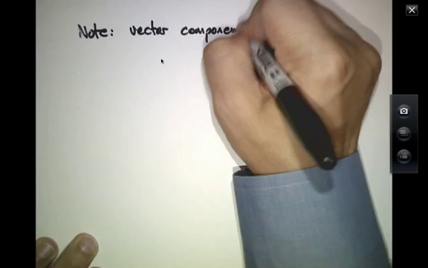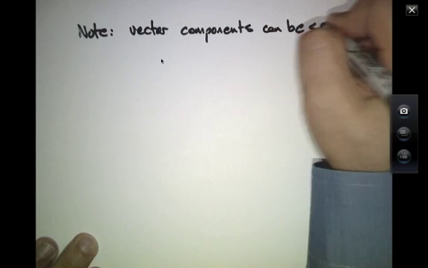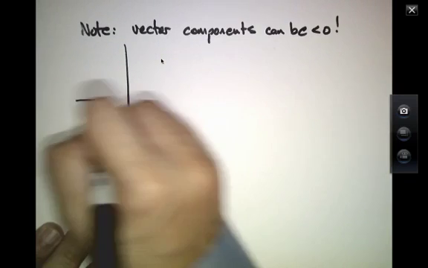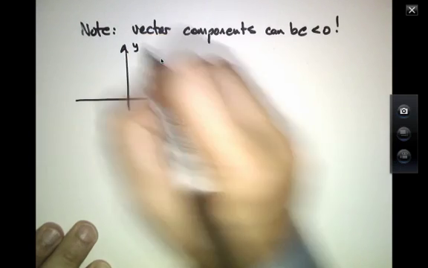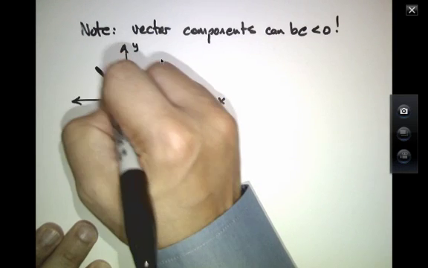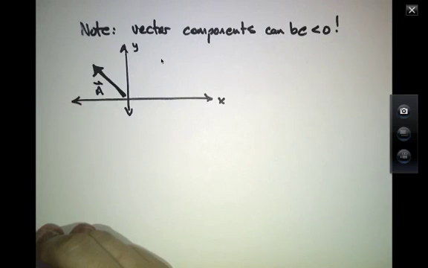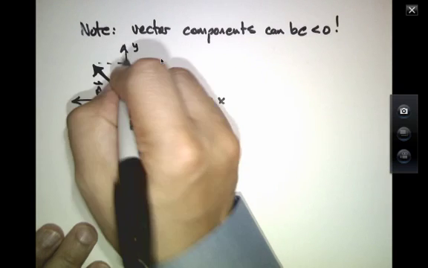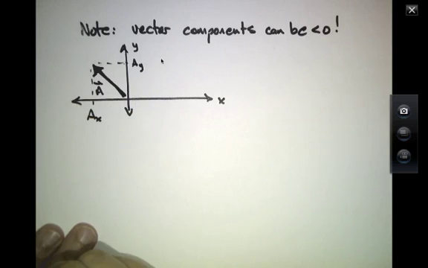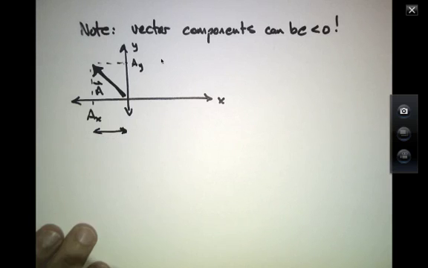It's important as we think about doing these kinds of additions that sometimes vector components can be less than 0. So this is the y direction, this is the x direction. Suppose my vector is A, and it looks like that. AY is right here, but AX is over here. Along the x-axis, that's AX, and it's in the negative x direction.